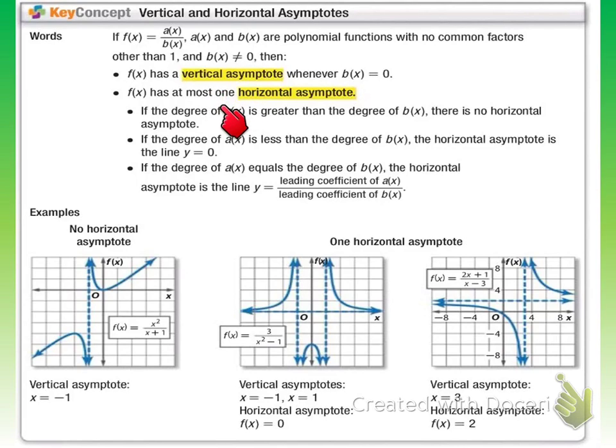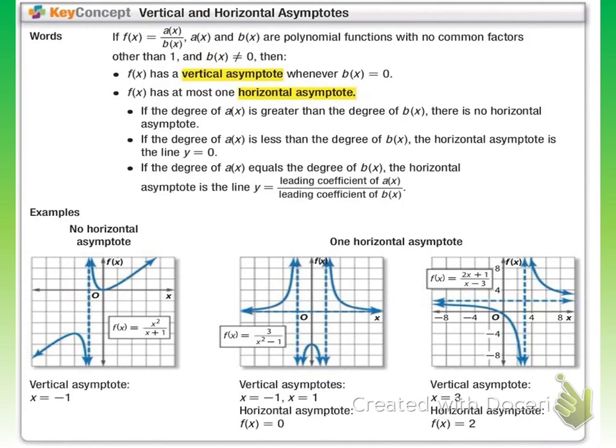That's part 1. Part 2, and this is the important one. F of x, your function has at most 1 horizontal asymptote. At most 1. To find that 1 is a little tricky, because now you have to go into your what-if cases. So case 1, if the degree of a of x, which is the numerator, is greater than the degree of b of x, which is the denominator, see that? Then there's no horizontal asymptote.